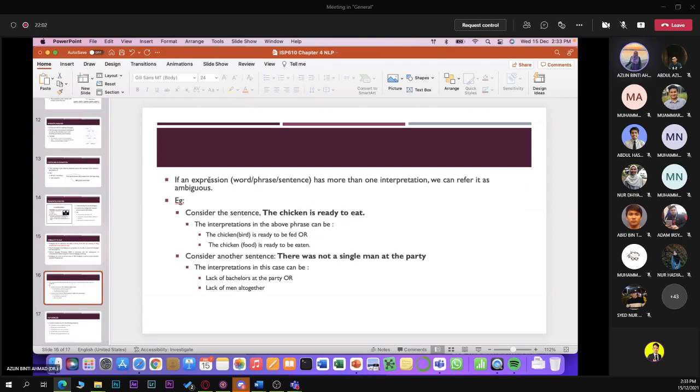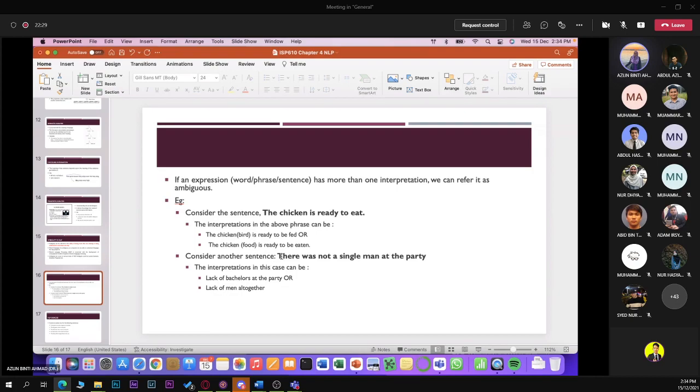And this is the example. Okay. Consider the sentence: the chicken is ready to eat. So we can interpret it in two ways. First one, the chicken is ready to be fed, or the chicken is ready to be eaten. So it can be the chicken itself, the bird, ataupun the food. So which one? So dia ada ambiguity kan kat situ.